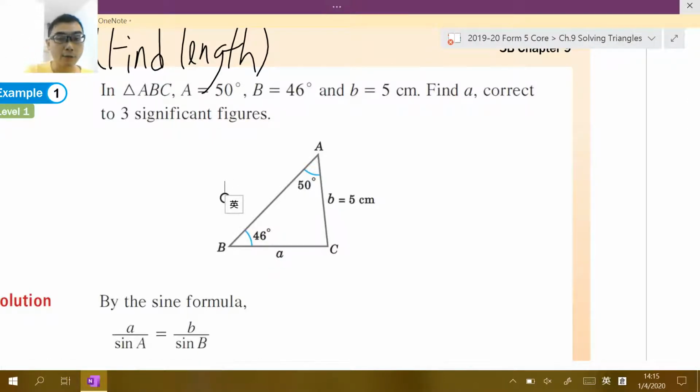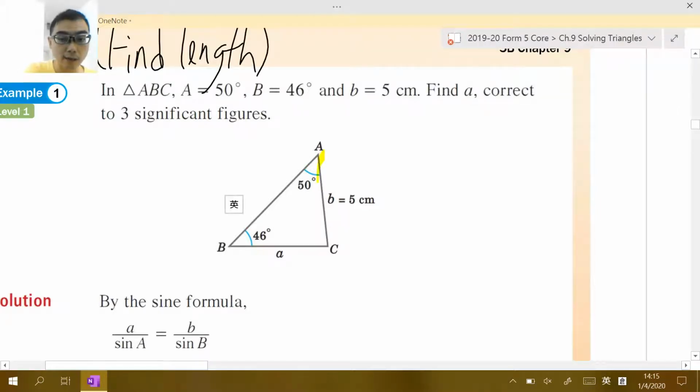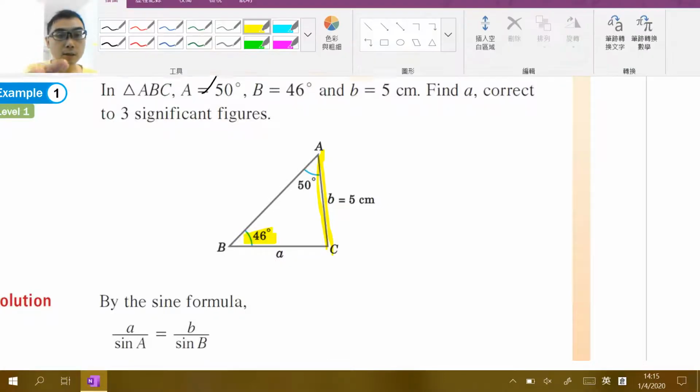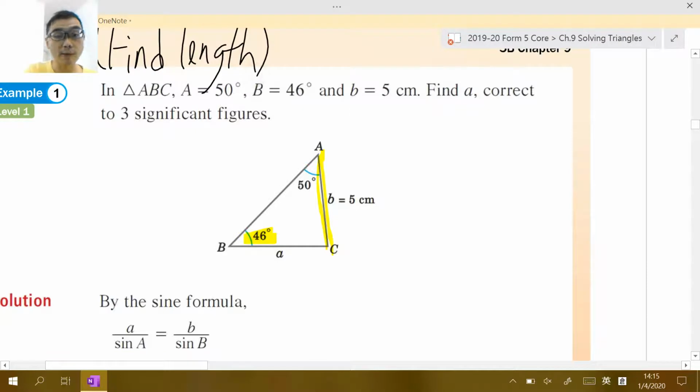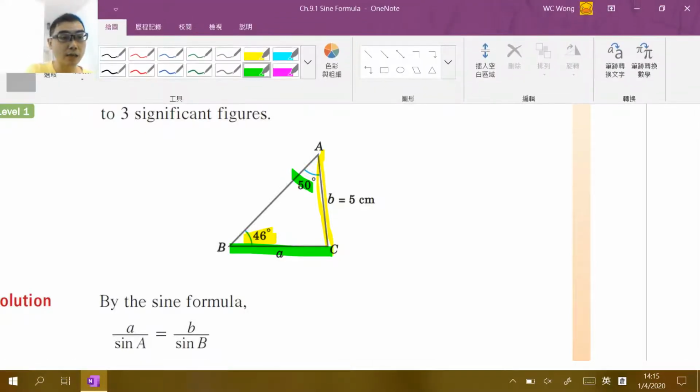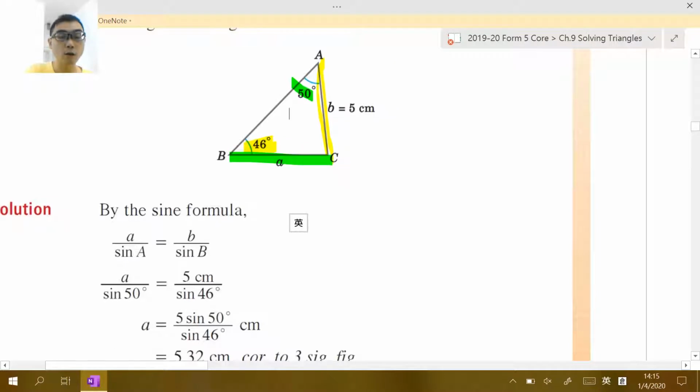What does it mean? For example, if I take B as a side, it refers to the corresponding angle 46, which is opposite to it. In other words, if I want to find A, we have to take the angle opposite to it, which is 50 degrees. Then after this, you can form the formula.